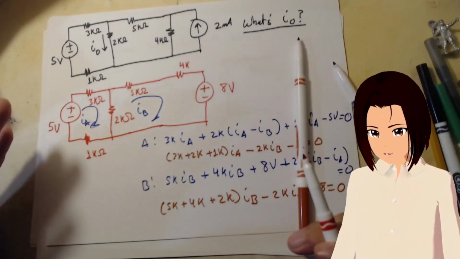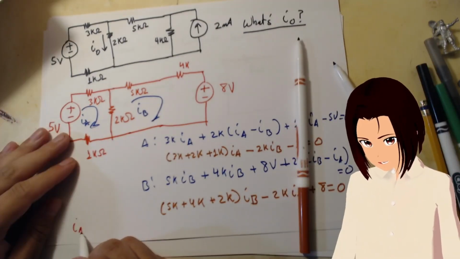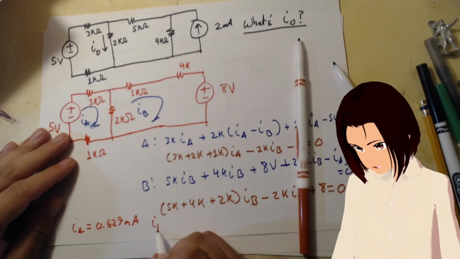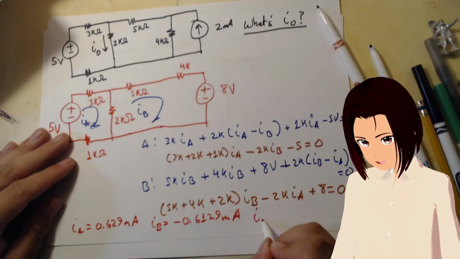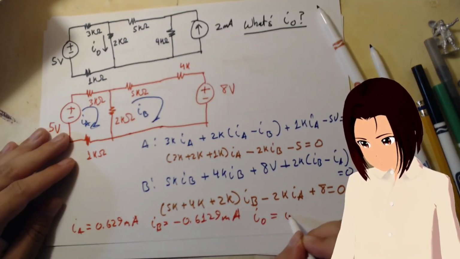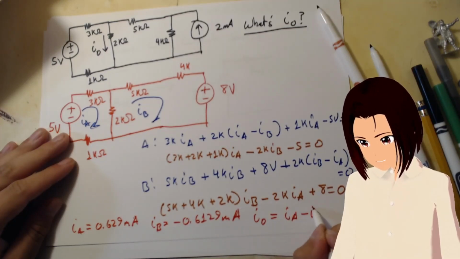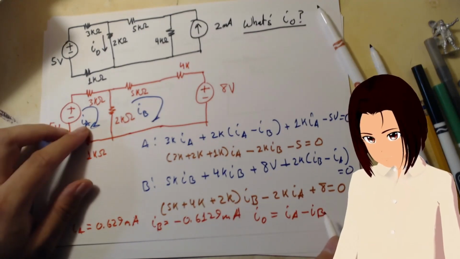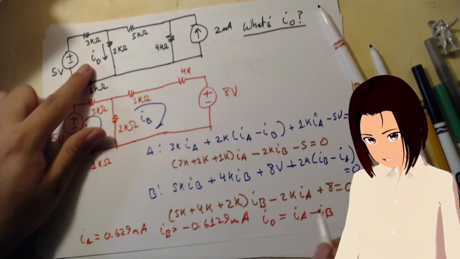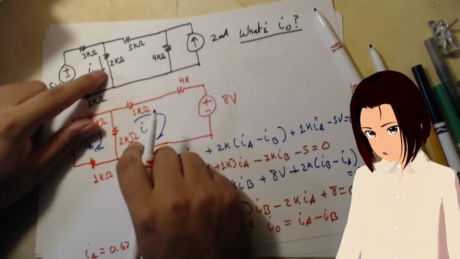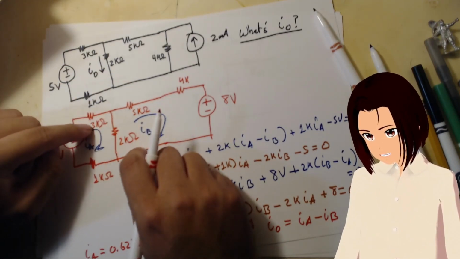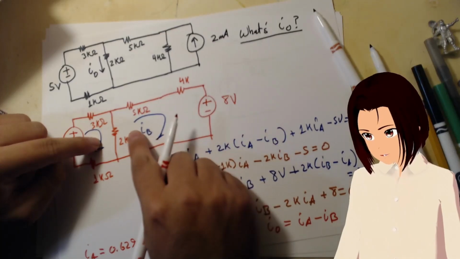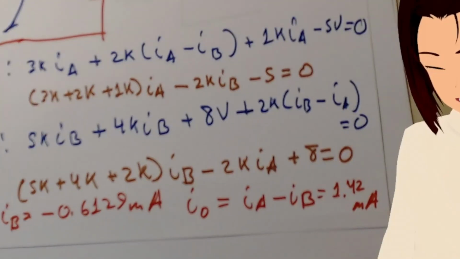If we solve for the currents, IA is equal to, and IB is equal to, minus 0.6. So IO is equal to IA minus IB, because it's going down. It agrees with A, and it's in the opposite direction of B. That gives 1.42 milliamperes. There you go.